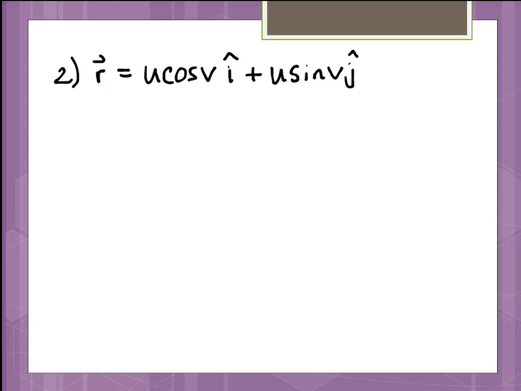All right. We're going to do another one. Same directions, so I'm not going to rewrite those. My equation, I'm going to give it to you in the format for R. So R equals u cosine of v i plus u sine of v j plus u squared k.